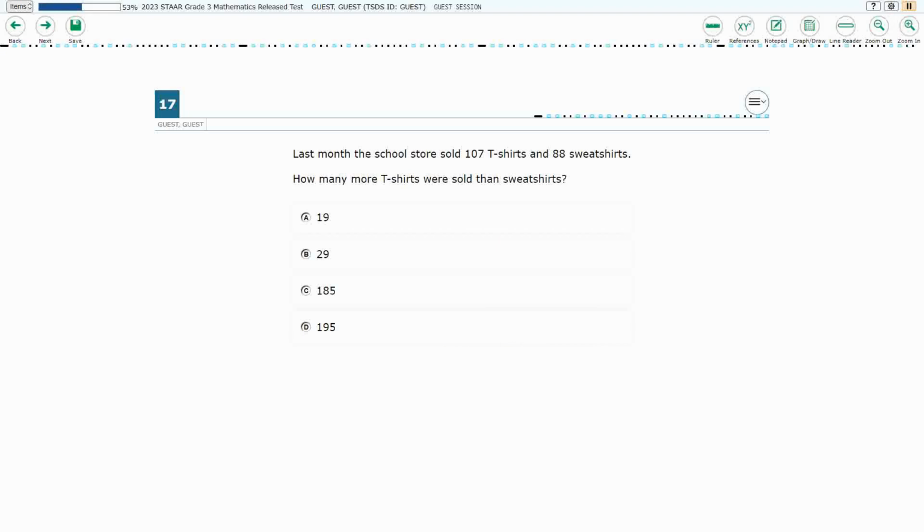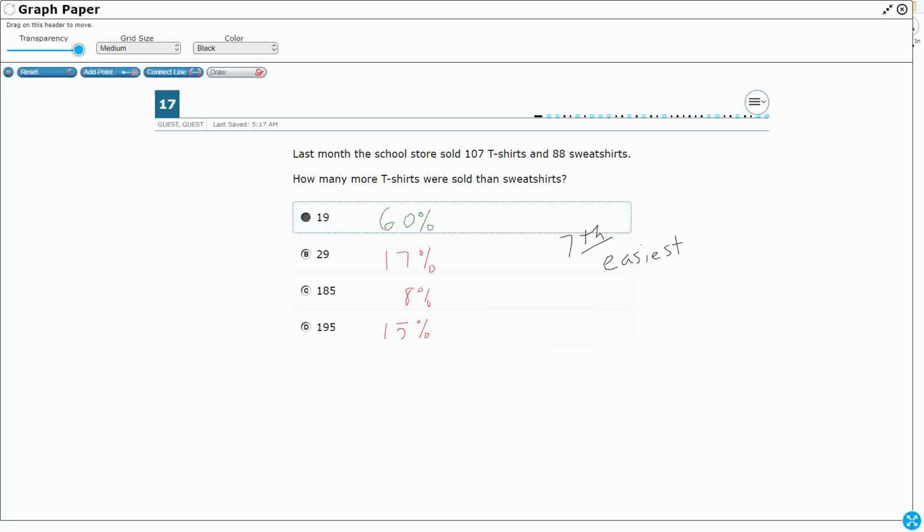Let's see how we did across the state of Texas. So this was the 7th easiest. You see we had 60% of our students get it right. I kind of understand this 29 here. If you want to subtract and you borrow, but you don't really regroup there, you just say, okay, that's 29 because that's a 17. You don't really change that 10 into a 9. That's a mistake, but it's understandable.